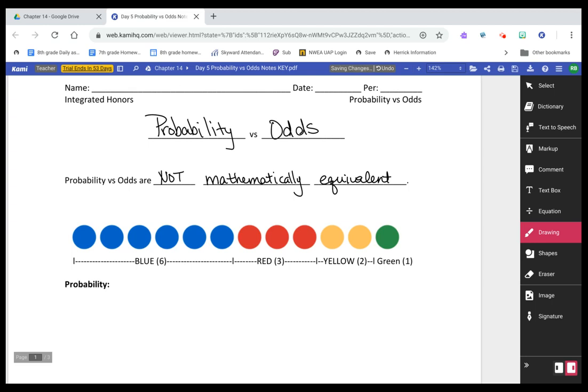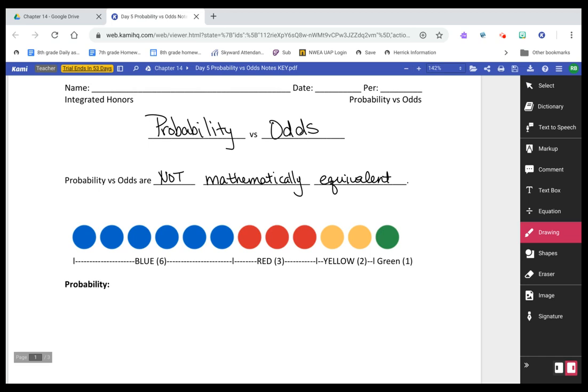Okay, they're often used interchangeably in casual conversation. However, they're not mathematically equivalent because they are looking at the likeliness in different contexts. In everyday conversation, when numbers or values aren't given, the two terms can be used interchangeably, such as if an event has a high probability, then it has high odds for happening.